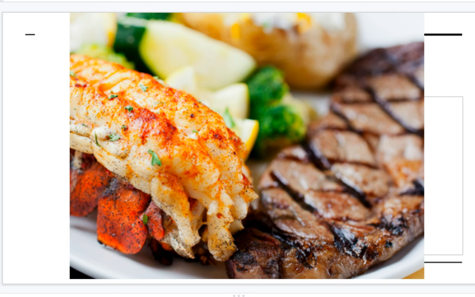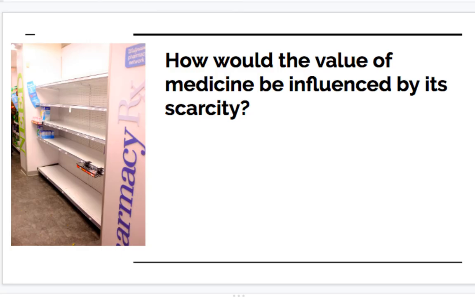So if you can, please go to your next worksheet, and I want you to answer this question here, but we'll lead our discussion before we start, which again is, how would the value of medicine be influenced by its scarcity?